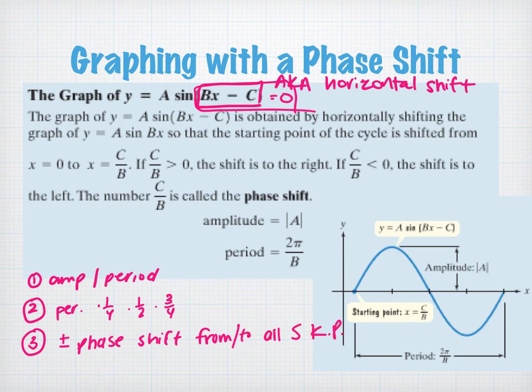So all 5 key points, you're going to then take that and add on your phase shift, or if the phase shift was negative, you're going to subtract from it. Then you plot those on your x-axis, and then you do your curve like you normally do. This is the same for both sine and cosine. So any phase shift is like that.